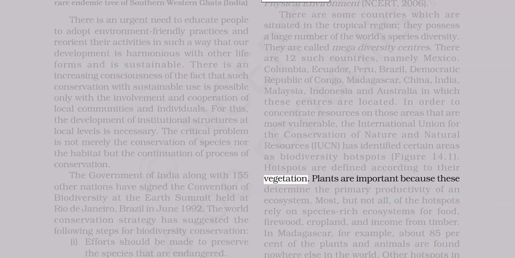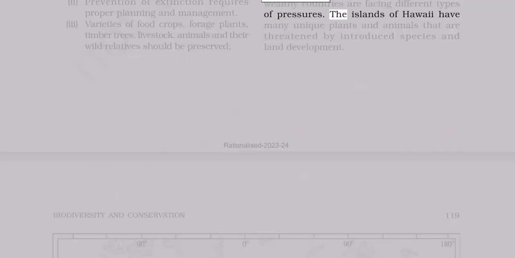Hotspots are defined according to their vegetation. Plants are important because these determine the primary productivity of an ecosystem. Most, but not all, of the hotspots rely on species-rich ecosystems for food, firewood, cropland, and income from timber. In Madagascar, for example, about 85% of the plants and animals are found nowhere else in the world. Other hotspots in wealthy countries are facing different types of pressures. The islands of Hawaii have many unique plants and animals that are threatened by introduced species and land development.